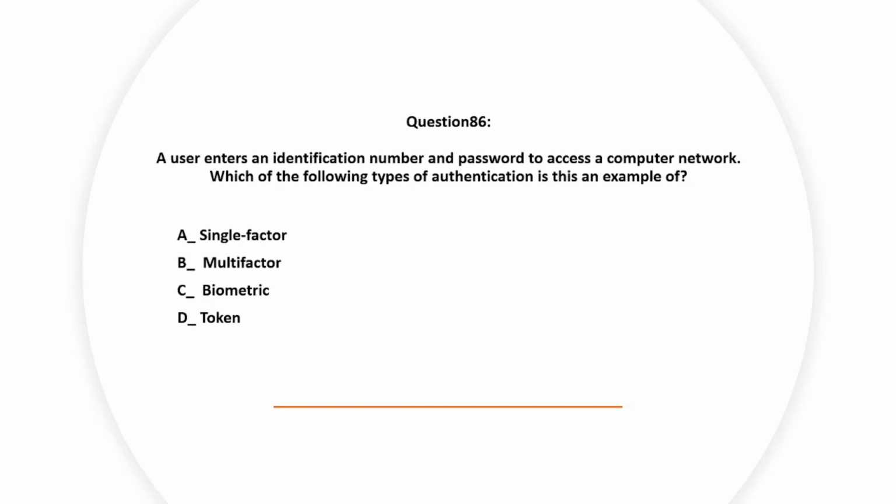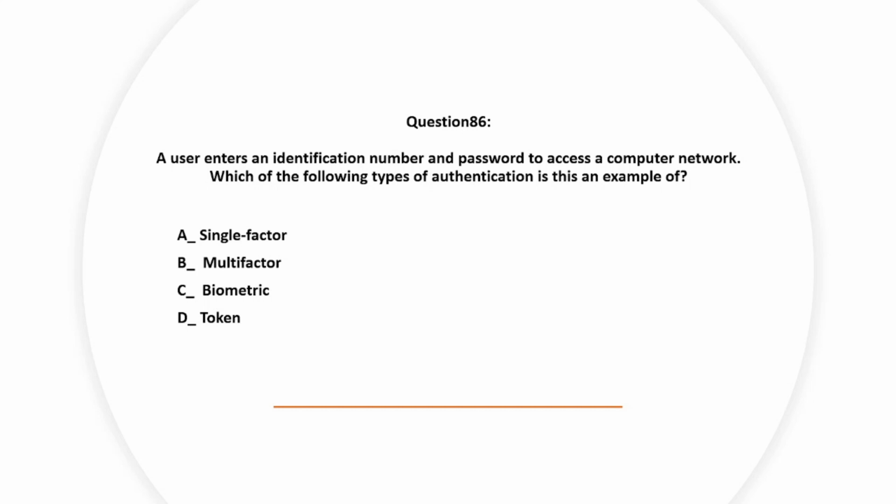Question 86. A user enters an identification number and password to access a computer network. Which of the following types of authentication is this an example of? A. Single factor, B. Multifactor, C. Biometric, D. Token.